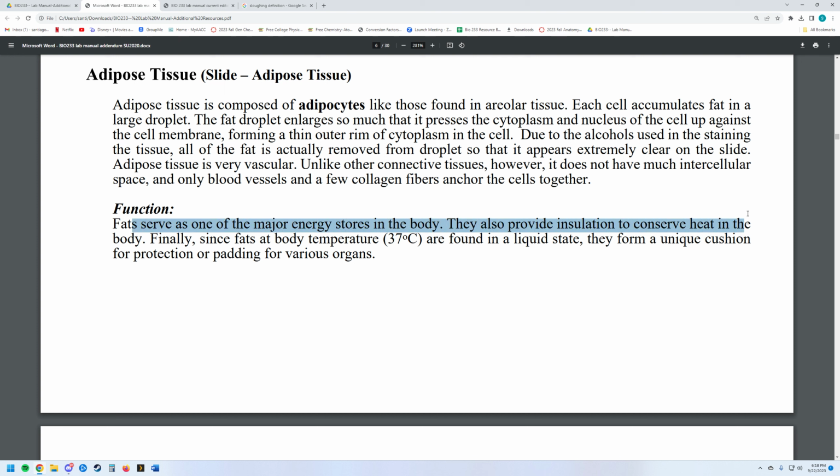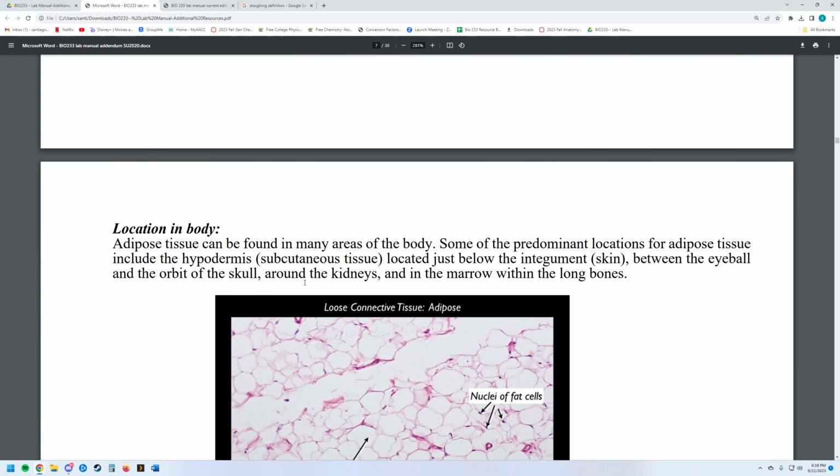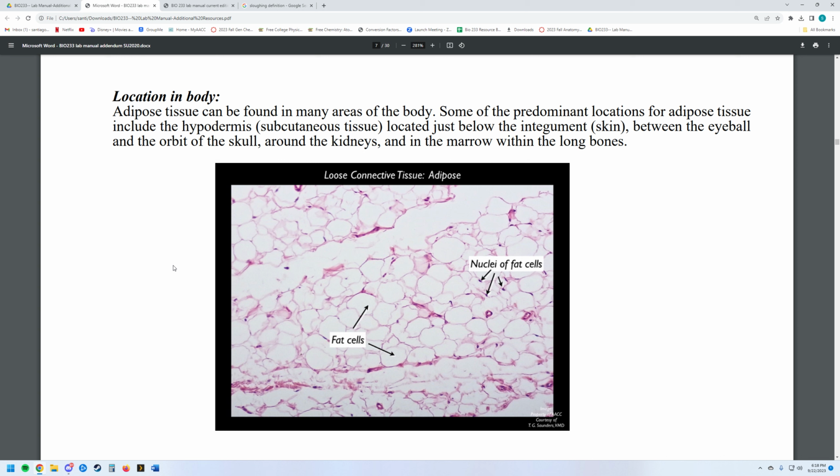Its function: fats serve as the major energy source of our body. They also provide insulation, conserve heat, found in a liquid state above 37 degrees Celsius. They form a unique cushion for protection or padding for various organs. Yeah, here we go. Fat cells. McDonald's. Taco Bell.